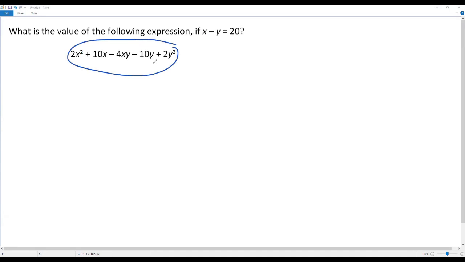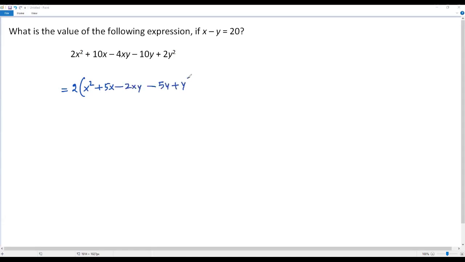value of this expression. When I look at the terms of the expression, the coefficient of x squared is 2, the coefficient of x is 10, here we have 4, 10, 2, everything is a multiple of 2. Since everything is a multiple of 2, we can factor 2 out. If 2 is factored out, then we get x squared, positive 5x, negative 2xy, negative 5y, positive y squared.